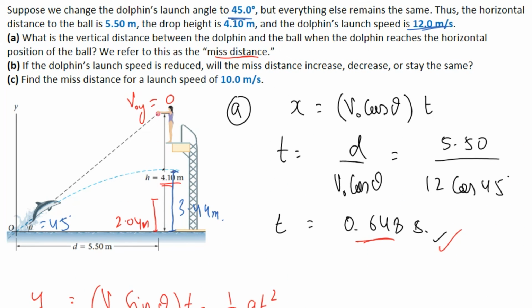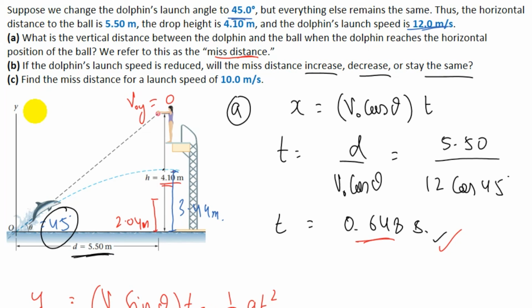Now next in the B part, the question is saying if the dolphin's launch speed is reduced, will the miss distance increase, decrease or stay the same? The answer is it will remain the same. The miss distance is not going to change. Even though the speed is reduced, the launch angle is kept at 45 degrees. And if the speed is reduced, the dolphin will take a longer time to cover this horizontal distance, no doubt. But both the dolphin and the ball will have fallen away from the zero gravity position by the same amount during that time. That is, the miss distance is not going to change.